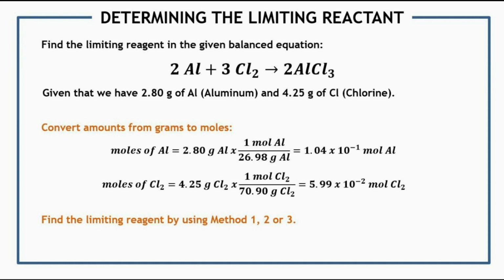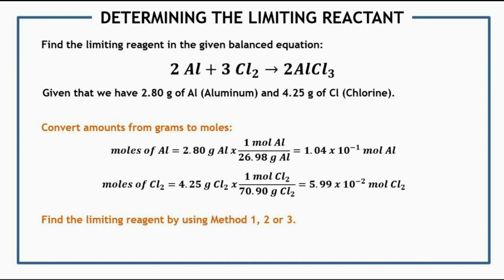So from 2.80 grams aluminum, convert this one to moles. So let's just use this conversion factor. So where can we find this 26.98? It's in the periodic table. So 2.80 times 1 divided by 26.98 will have this answer, or 0.104 moles aluminum.